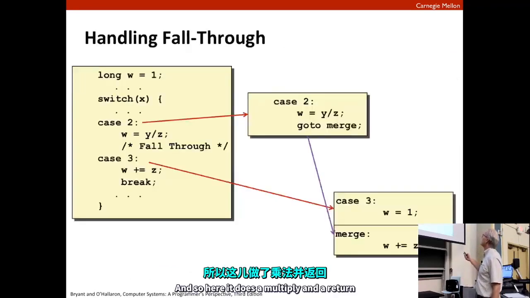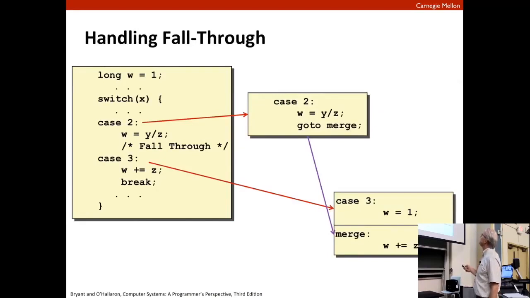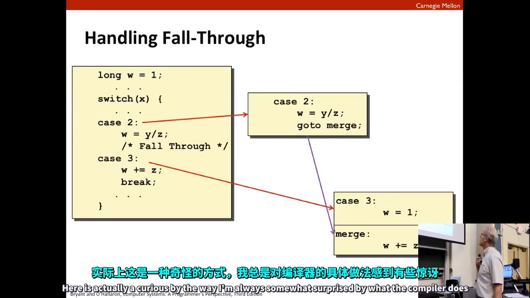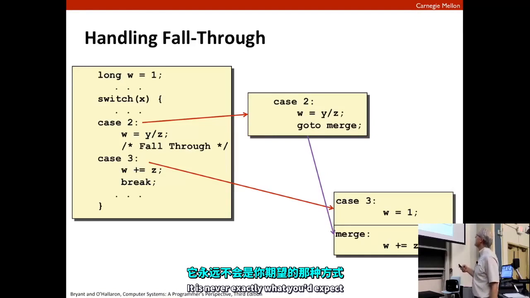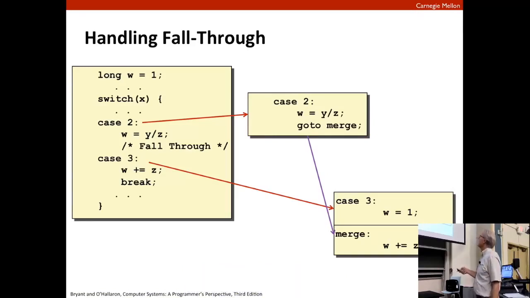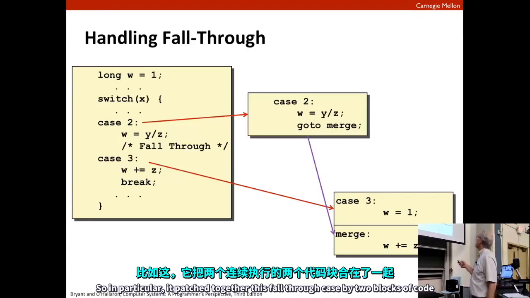So here it does a multiply and a return. Here's actually a curious thing, by the way. I'm always somewhat surprised by what the compiler does. It's never exactly what you'd expect. So in particular, it patched together this fall-through case by 2 blocks of code.